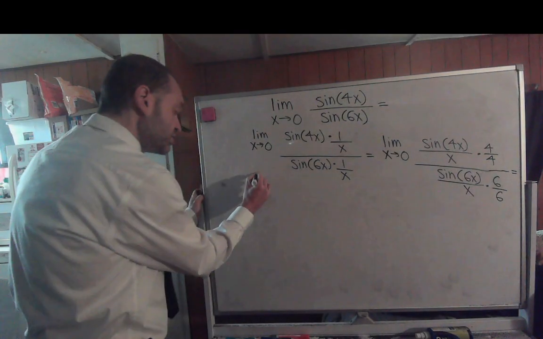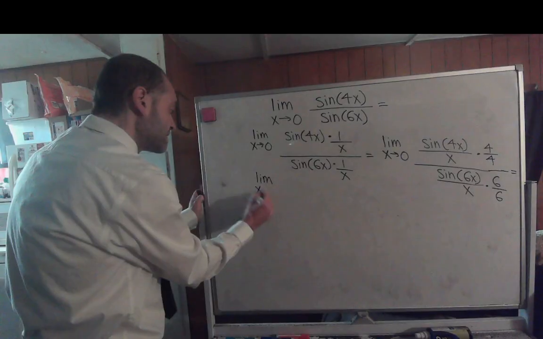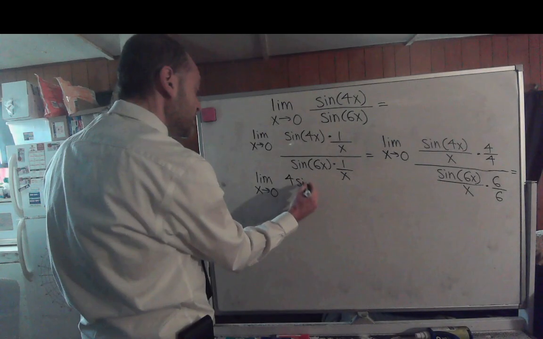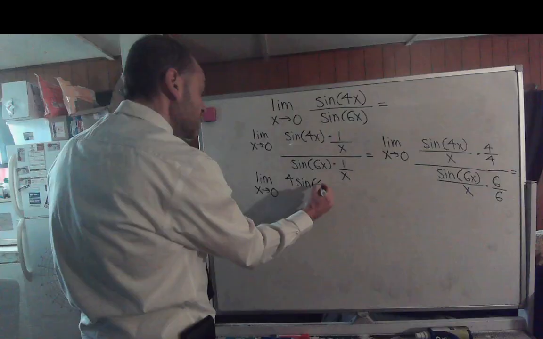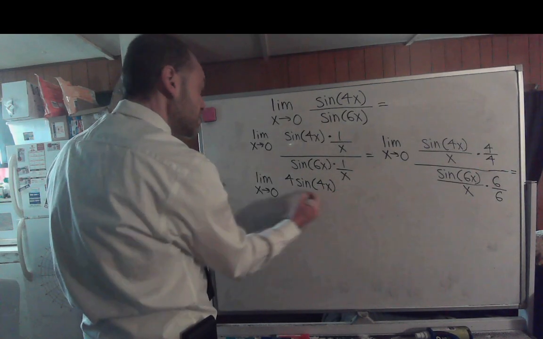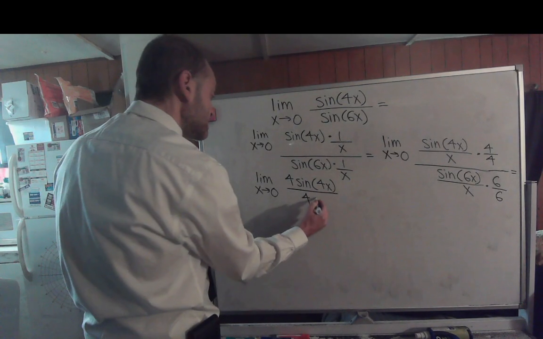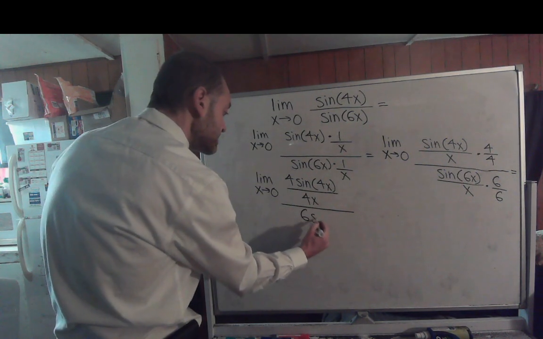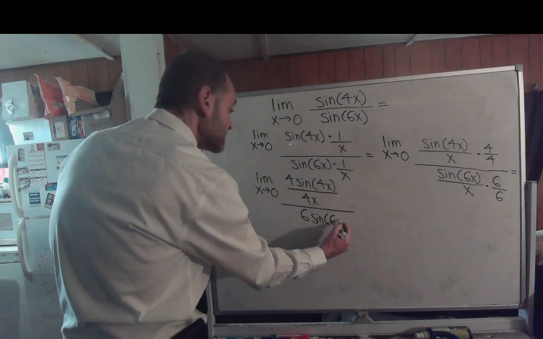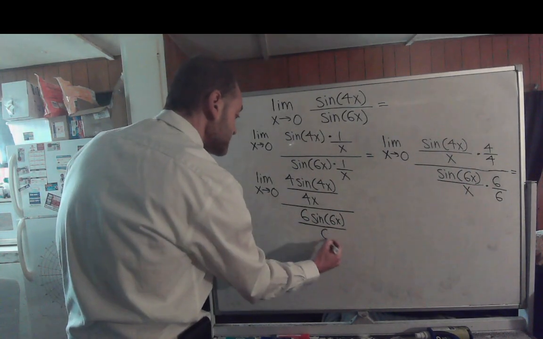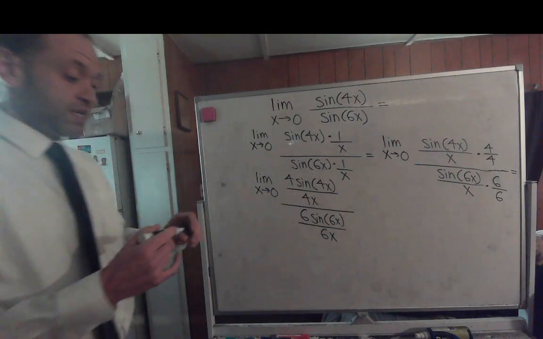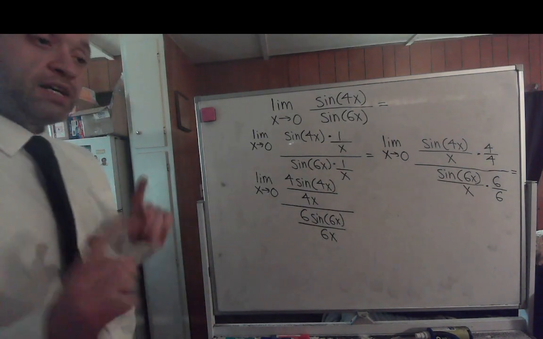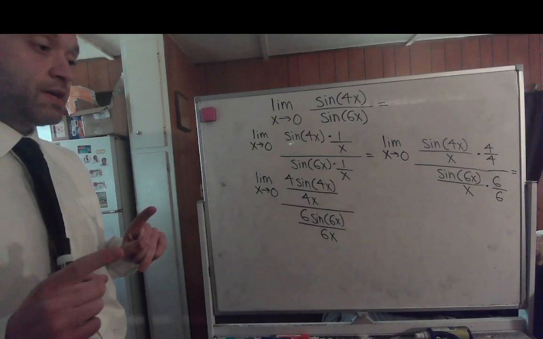So this would turn into the limit as x approaches 0 of 4 sine of 4x all over 4x, all over 6 sine of 6x divided by 6x. Well, now we got this in a form we can work with. A couple of great beautiful things we can do here.